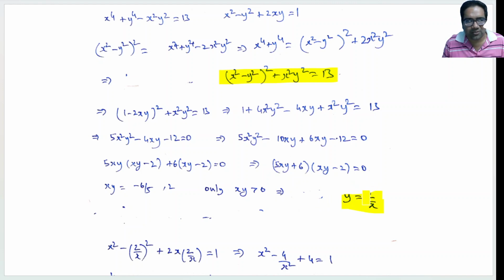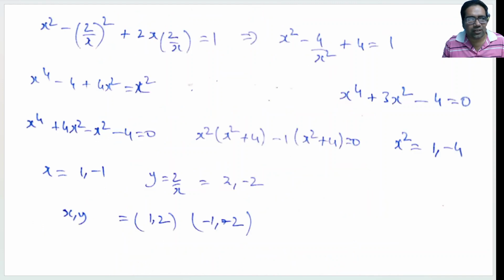Now let us substitute y equals 2 by x in the second equation, which is a simpler equation, right? So x^2 minus (2/x)^2 plus 2x times 2 by x equals 1. That means x^2 minus 4 by x^2 plus 4 equals 1. That means x^4 minus 4 plus 4x^2 equals x^2. This one is transformed to this.